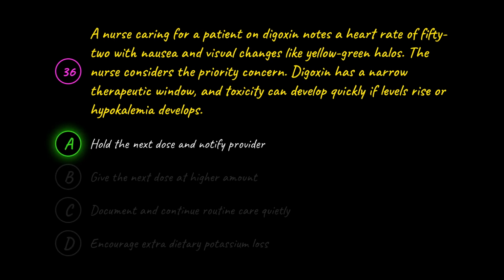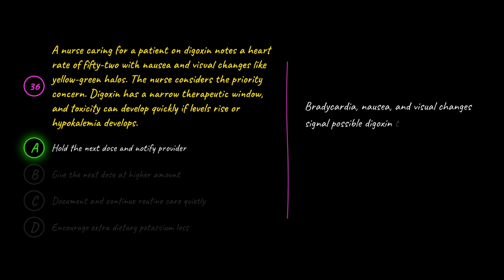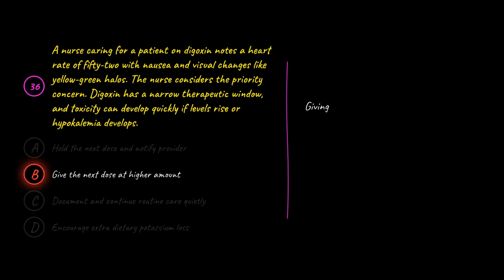The correct answer is A. Hold the next dose and notify provider. A is correct because bradycardia, nausea, and visual changes signal possible digoxin toxicity. The nurse holds the next dose, checks the apical pulse and digoxin level, evaluates potassium, and notifies the provider for further direction and orders. B is wrong because giving a higher dose worsens toxicity and could cause severe arrhythmia.